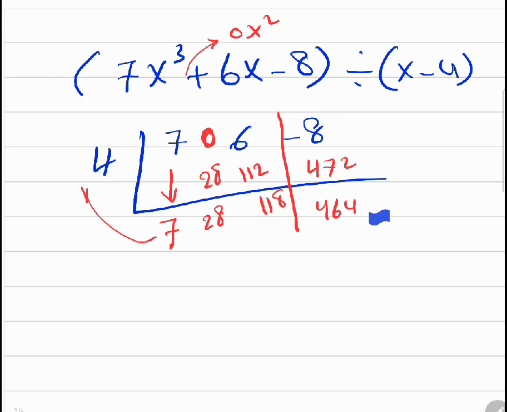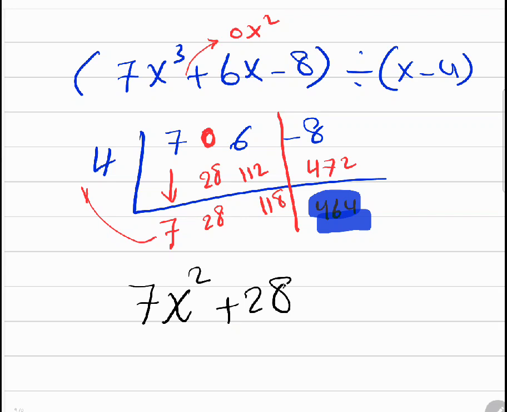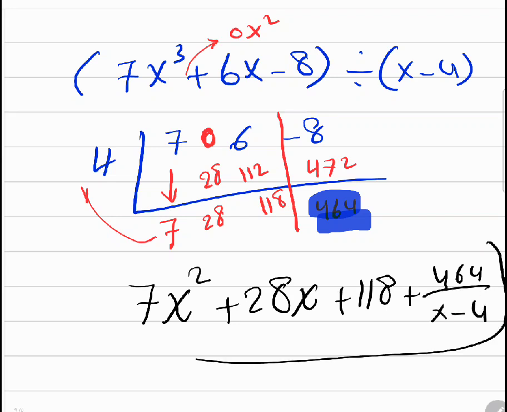Now, 7x cubed divided by x is 7x squared. So that's going to give us the first term. It's going to be 7x squared, and then plus 28x, plus a constant of 118, plus the remainder of 464, divided by what you tried to divide it by, x minus 4. So this is the final answer of the problem.